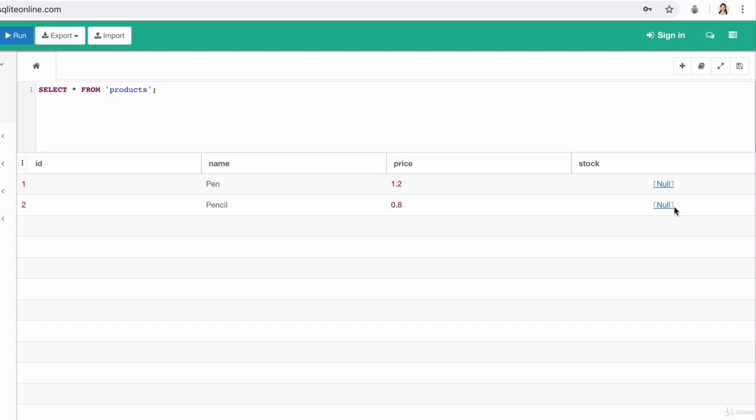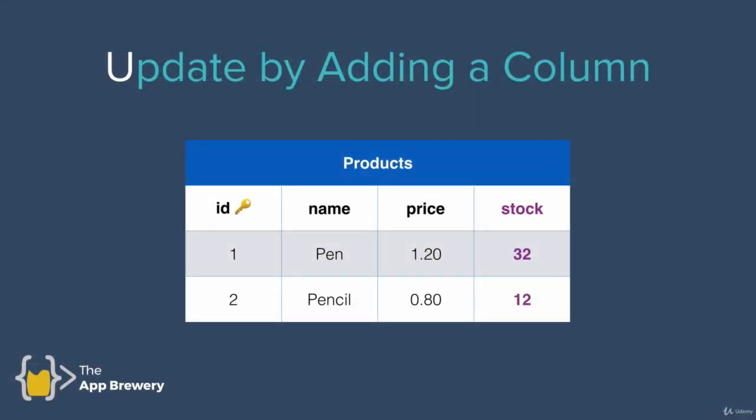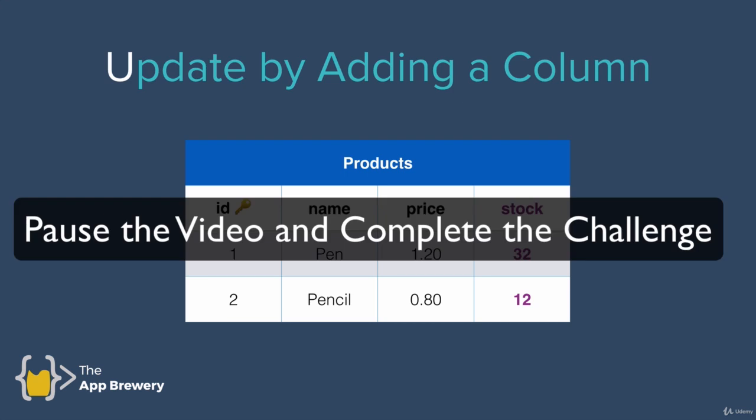So as a challenge, I want you to update both of these records so that they will have a stock value. And the value of the stock should correspond to what you see in this table. So we have 32 pens and 12 pencils to sell. Pause the video and try to complete this challenge.